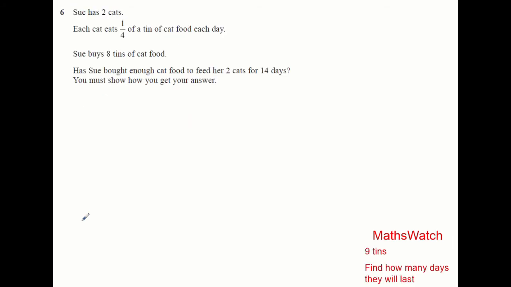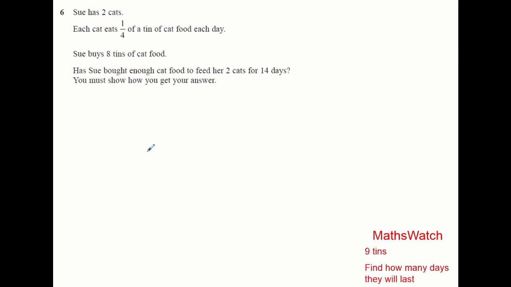Question 6. Sue has 2 cats. Each cat eats 1/4 of a tin of cat food each day. Sue buys 8 tins of cat food. Has Sue bought enough cat food to feed her 2 cats for 14 days? You must show how you get your answer. So let's work out how much the cats eat in one day.